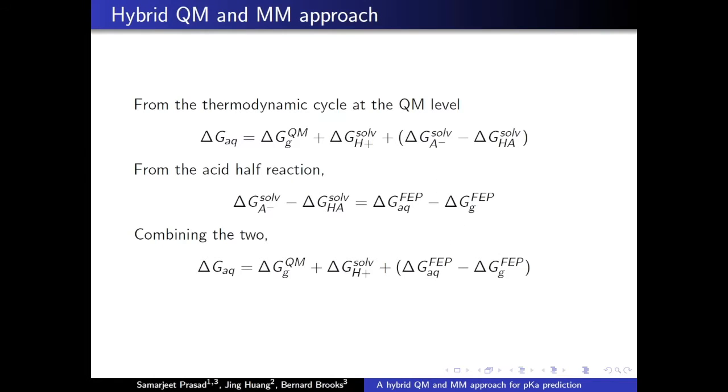Summing the previous slides together, what we have is this final calculation that we do, in which the delta G of the reaction is given by the delta G of the QM gas phase calculation plus the solution free energy of the proton, which we obtained from previous experiments, and an alchemical free energy difference.